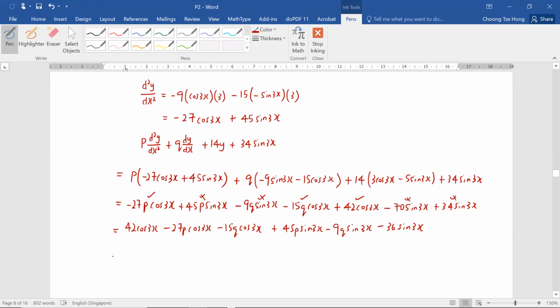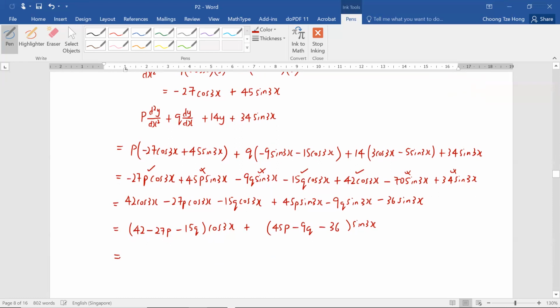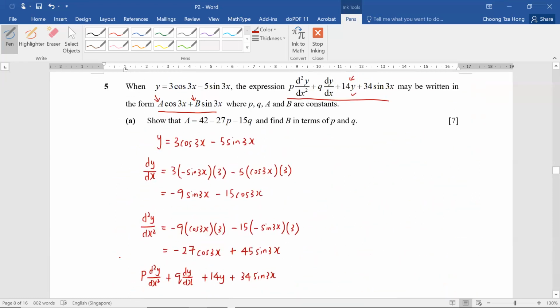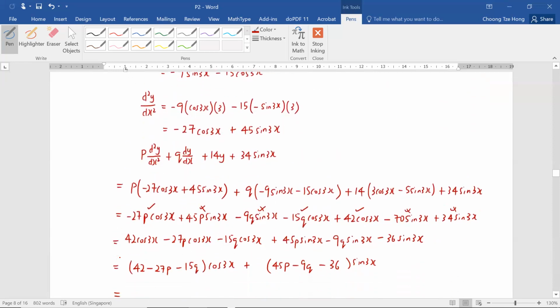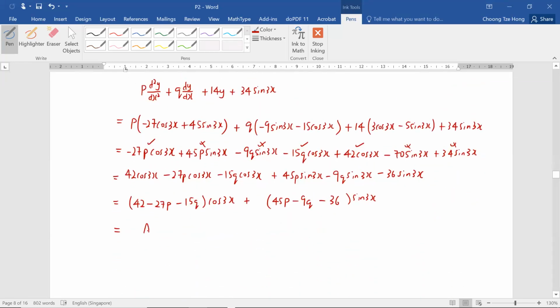Okay, then all we need to do is just factorize out the cosine. So I'll factorize out the cosine 3x, then I'll get 42 minus 27p minus 15q. Then the next one, I'll factorize out the sine 3x, put it behind. So I'll get 45p minus 9q minus 36. Right? So this is in the form they want already. Remember, they want us to put it in the form of a cosine 3x plus b sine 3x.